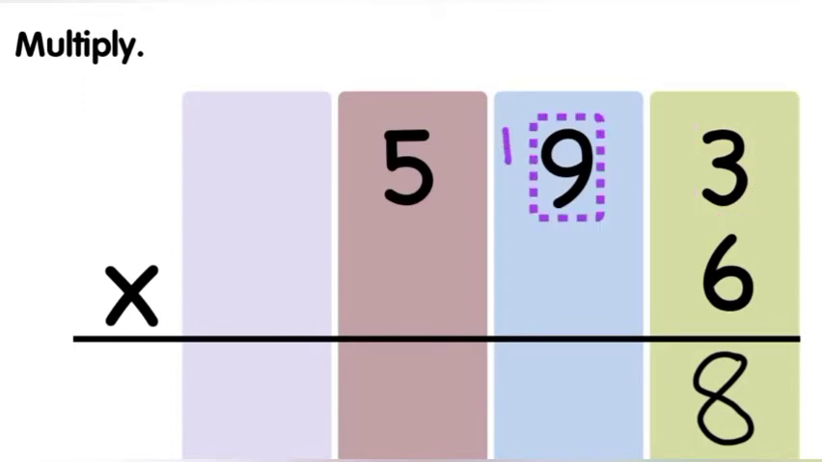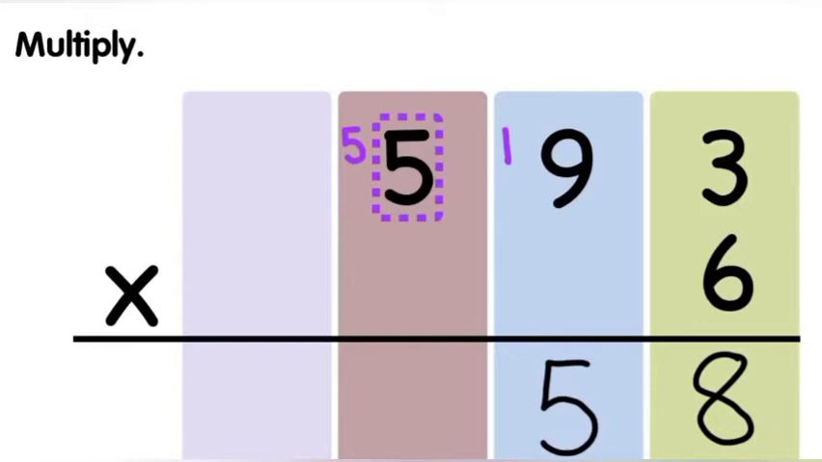Multiply the tens by 6 and add the regrouped tens. 9 tens times 6 equals 54 tens. 54 tens plus 1 ten equals 55 tens. Regroup 55 tens into 5 tens and 5 hundreds.